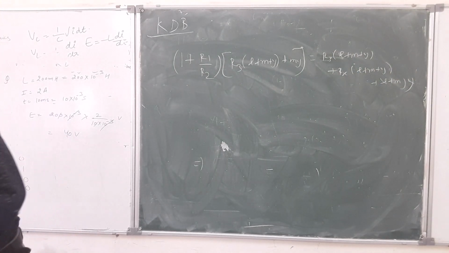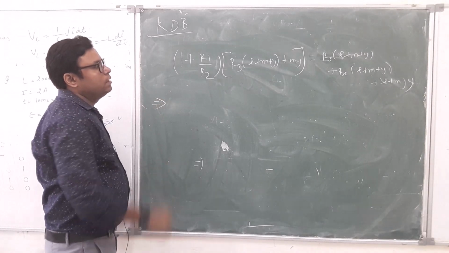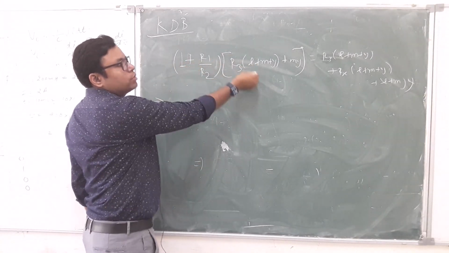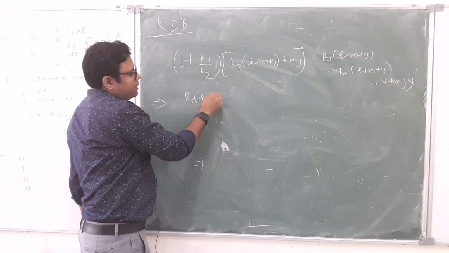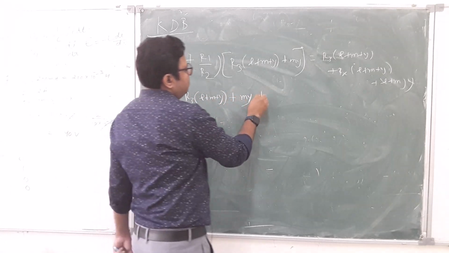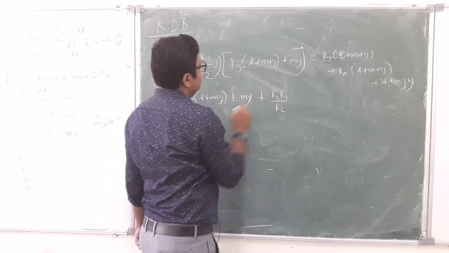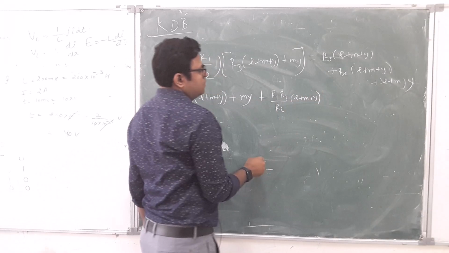Fine. So here let's do the calculation. This is 1 into this. So this is R3 (L plus M plus Y) plus My, plus R1 R3 by R2 into (L plus M plus Y).